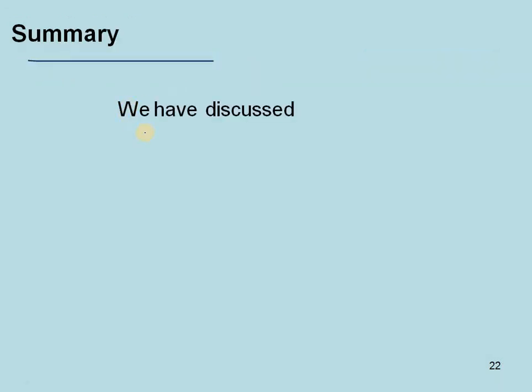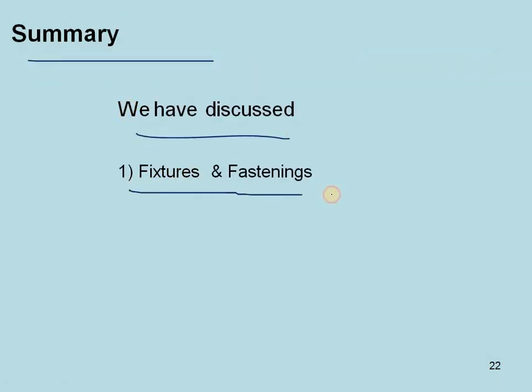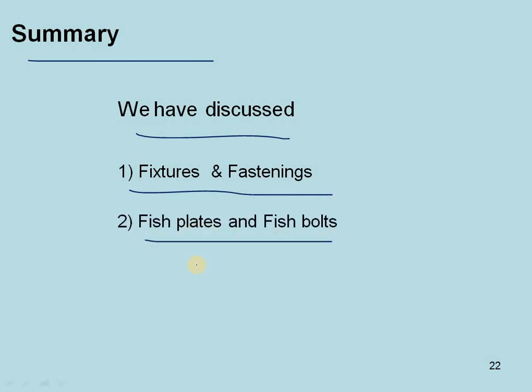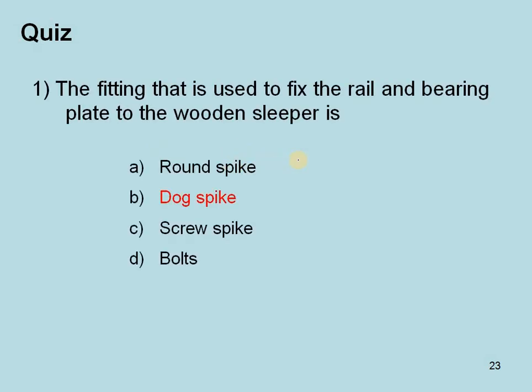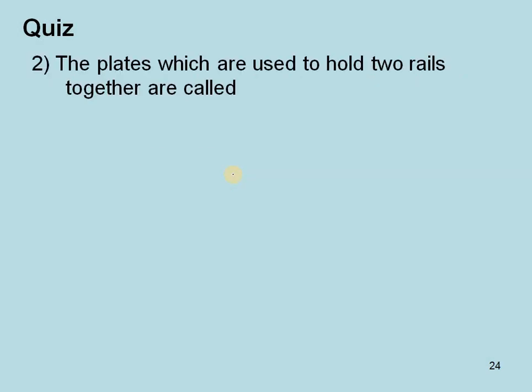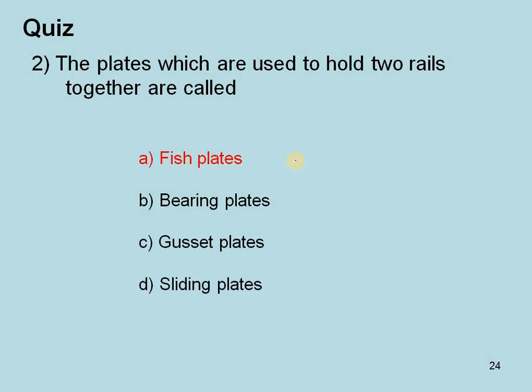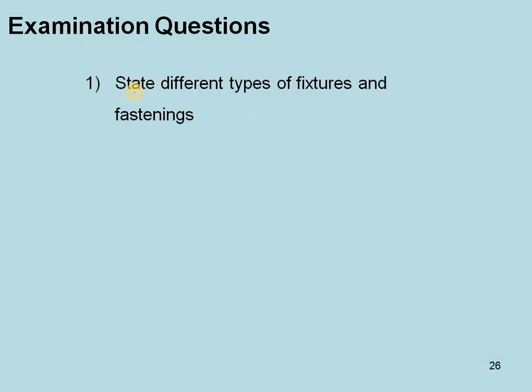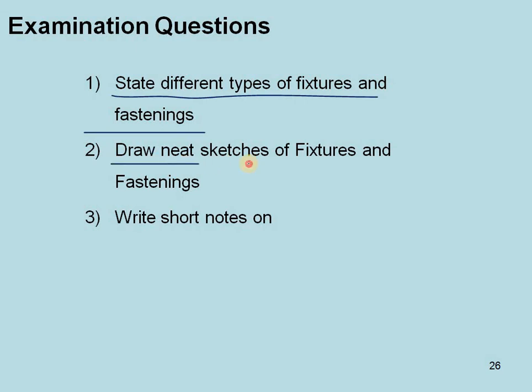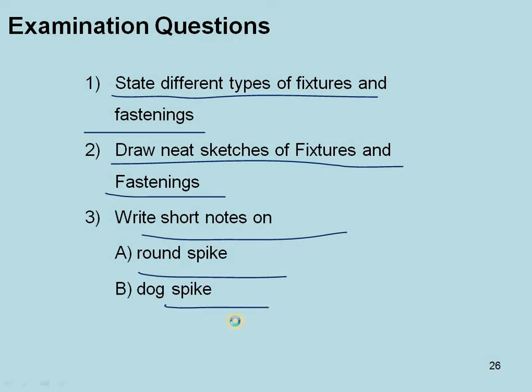So finally, summary: we have discussed today fixtures and fastenings, fish plates and fish bolts, spikes and hook bolts. So you can see there are some quiz questions. The examination questions are: state different types of fixtures and fastenings, draw sketches of fixtures and fastenings, and write short notes on round spike, dog spike.